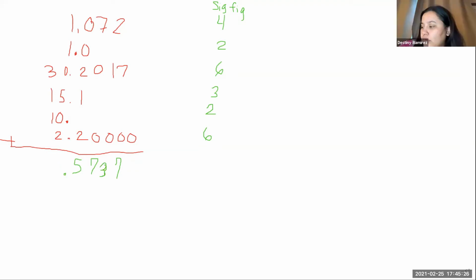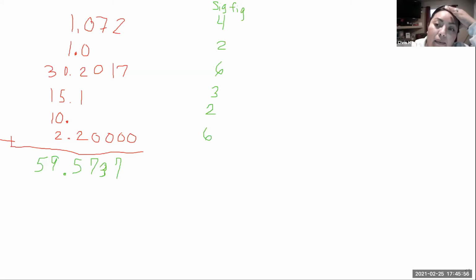Okay, so are we done? You have to round. So how am I going to determine where I round to? Am I just going to pick randomly? The number on the right next to the decimal.